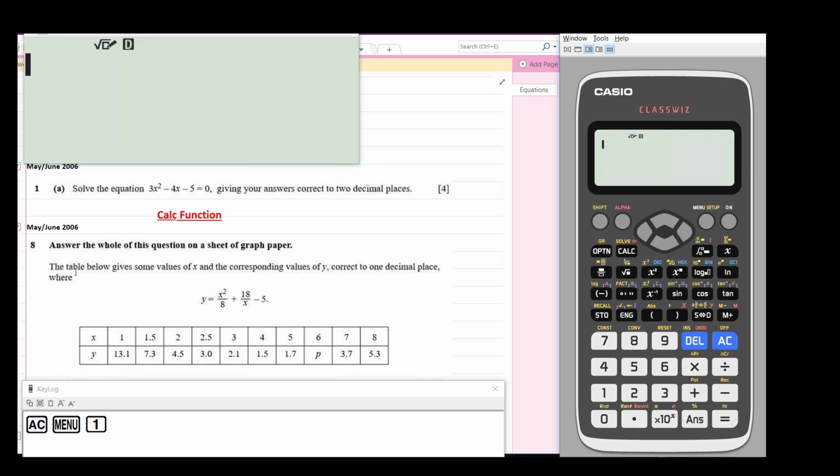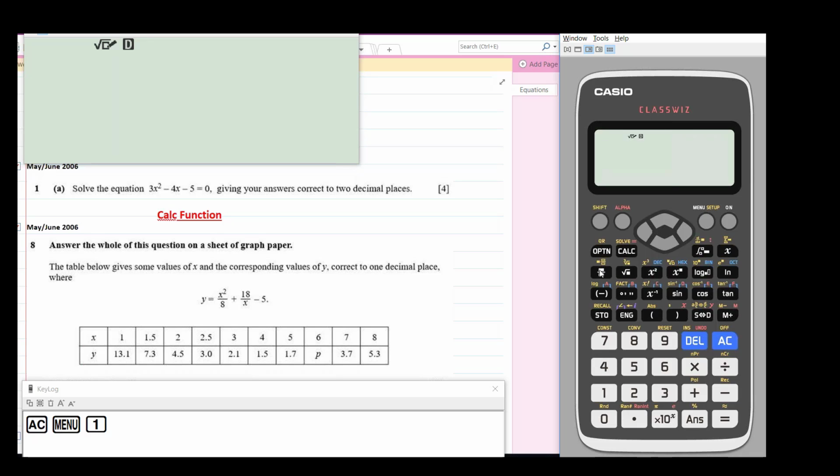The question says the table below gives some values of x and the corresponding values of y, correct to one decimal place, and this is the given. They are asking the value of p, meaning you have to find the value of y when x is 6. So manually, you need to replace x by 6 and solve this whole equation. Here I will tell you how to solve this.